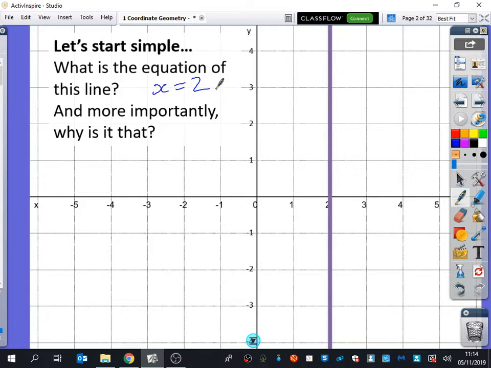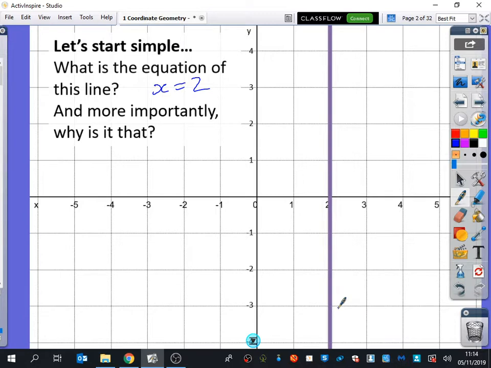Good. At any point on this line, absolutely any point on this line, the x-coordinate is 2. It sounds like a very obvious thing to say, but I just wanted to make sure that if there was one person in here who didn't know that that was why it was x equals 2, everyone is all on the same page.